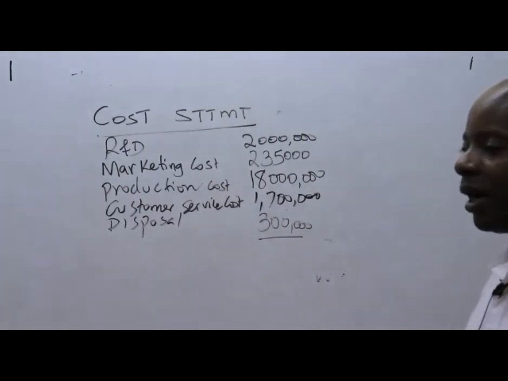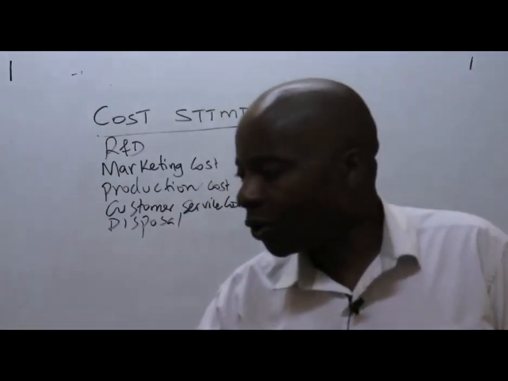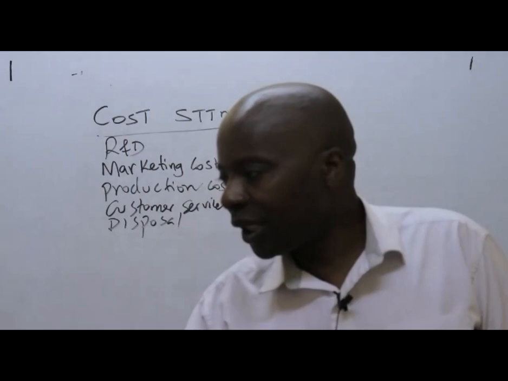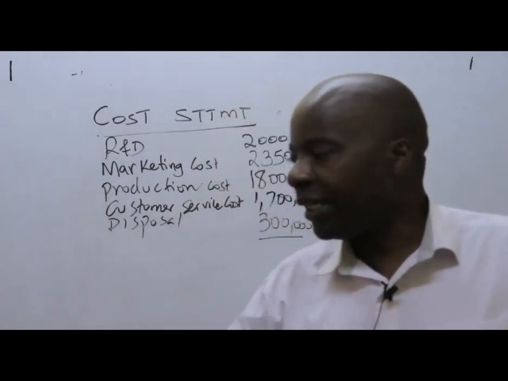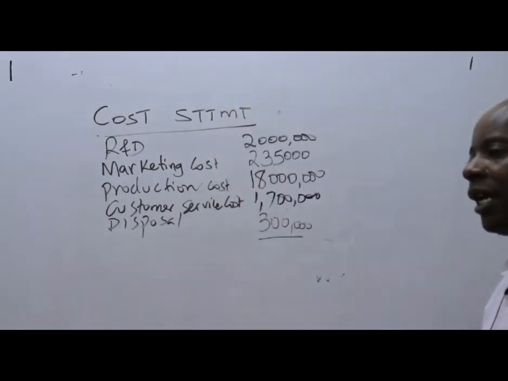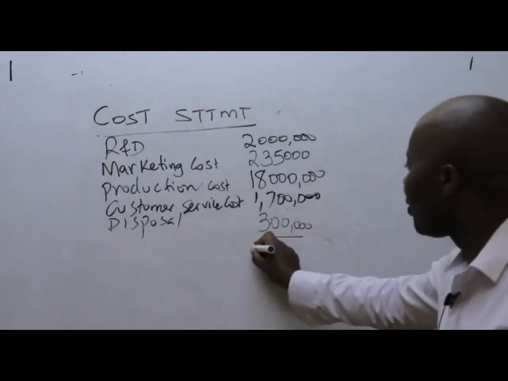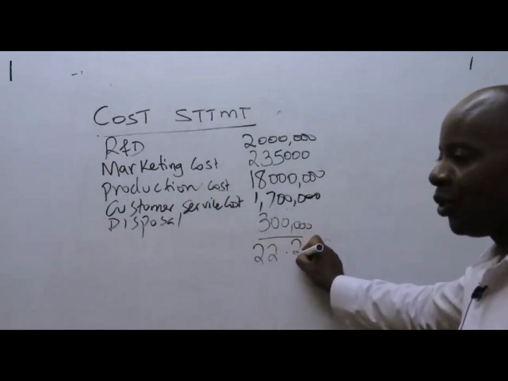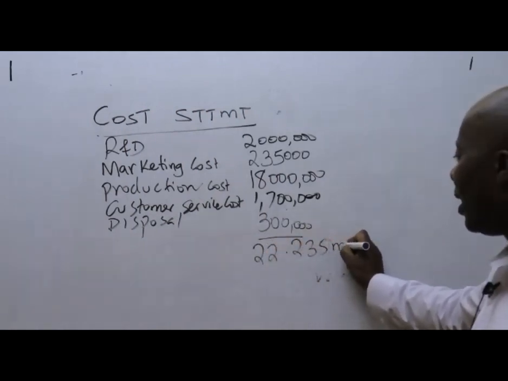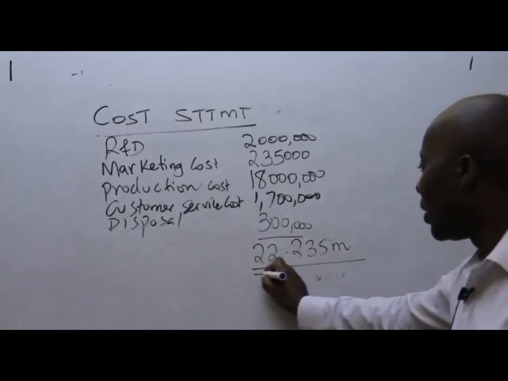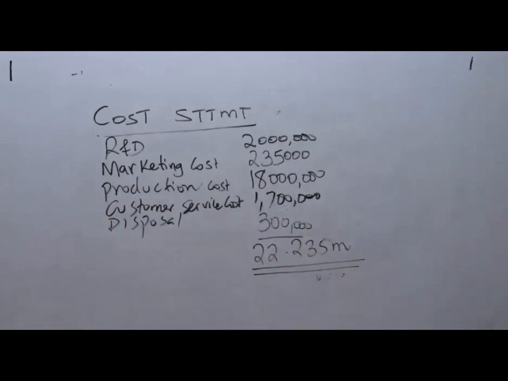Give us our total cost of producing this product over the entire life cycle. Life cycle. 22.235. 22.235 million. Please double underline. Thank you very much, Daniel. 22.235. Thank you very much.